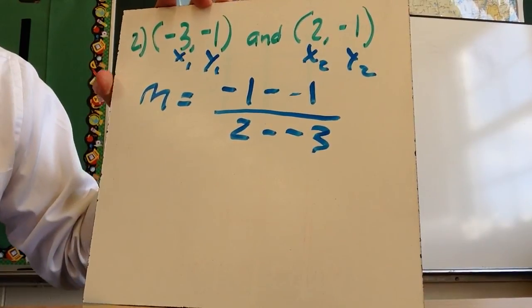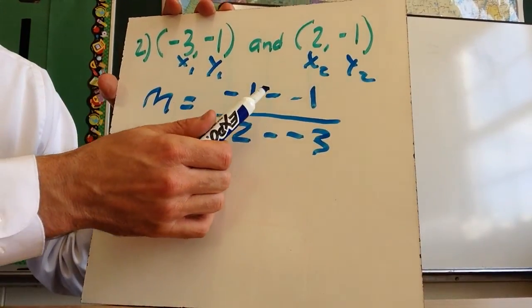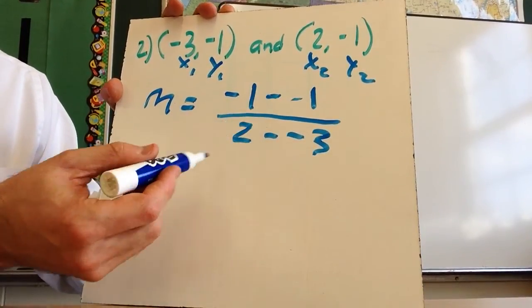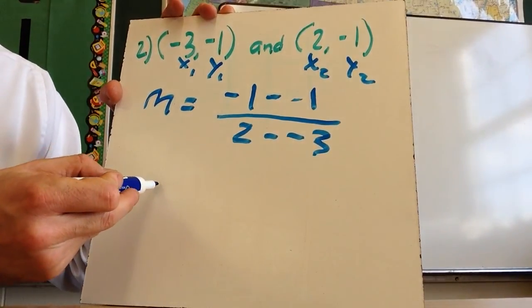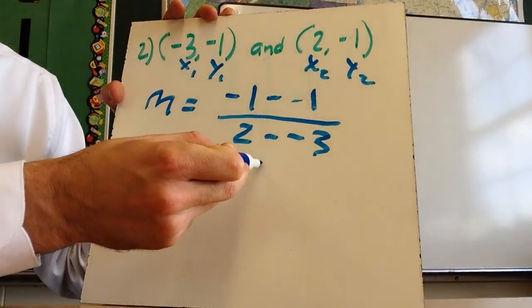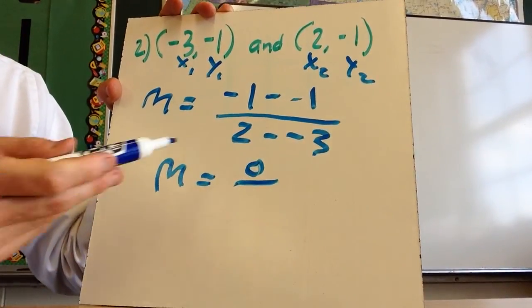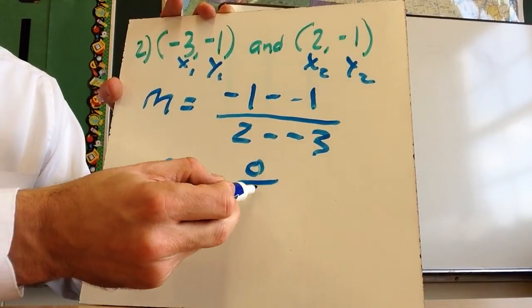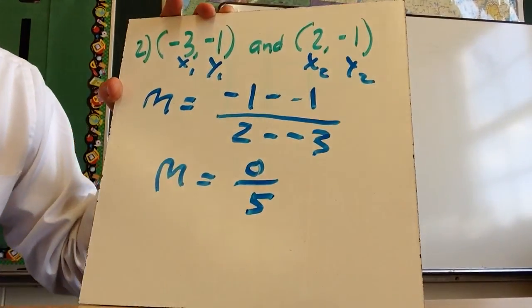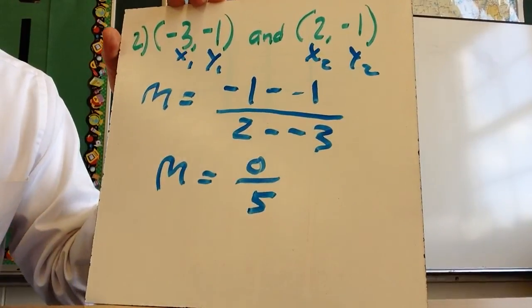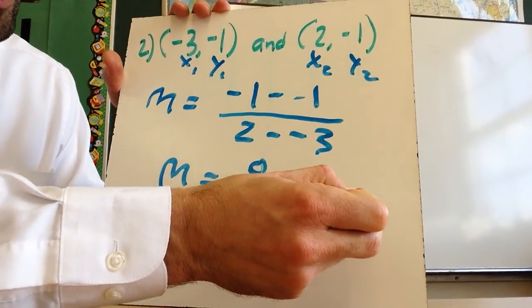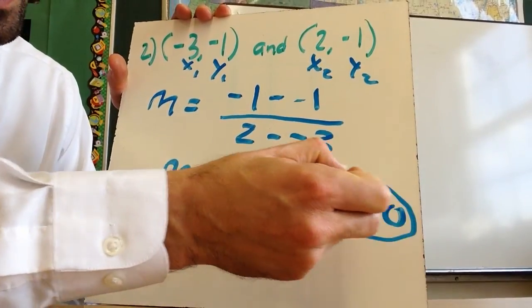So similar to the problem we did before. Now this is negative 1 minus negative 1. Remember, these two negatives become a positive, so it's negative 1 plus 1. That means I got a 0 on top. 2 minus negative 3, these two negatives become a positive. This is now 5. I got 0/5. Since 0/5 is the same as 0, you could write my slope as 0.